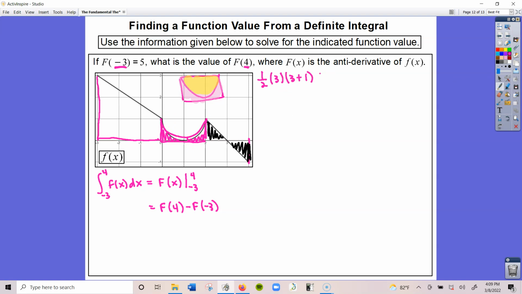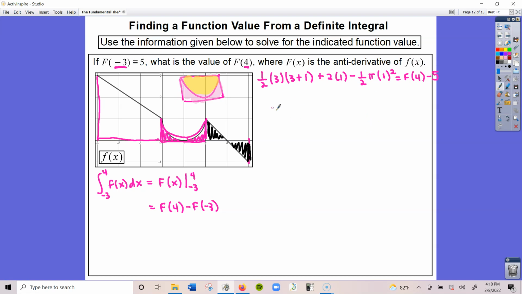So I'm going to add the rectangle, which is 2 times 1. And I'm going to subtract the semicircle, which is 1/2 pi, the radius, which is 1 squared. And that's going to equal capital F of 4 minus F of -3, which is 5.